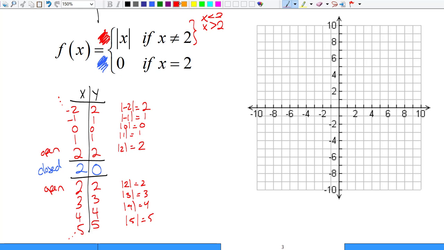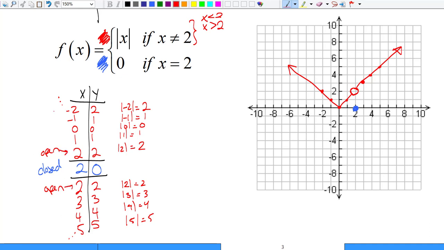Alright, so let's go ahead and graph this. We have (-2, 2), (-1, 1), (0, 0), (1, 1), and at (2, 2), I have an open circle. So I can kind of see what's going on here. That's that V graph. At 2, I have (2, 0), and that's in blue. And then back to the red, I have (2, 2), open circle again, so that's still open circle. (3, 3), that's closed. (4, 4), (5, 5). All of the values are closed except for the one value that I've marked as open.